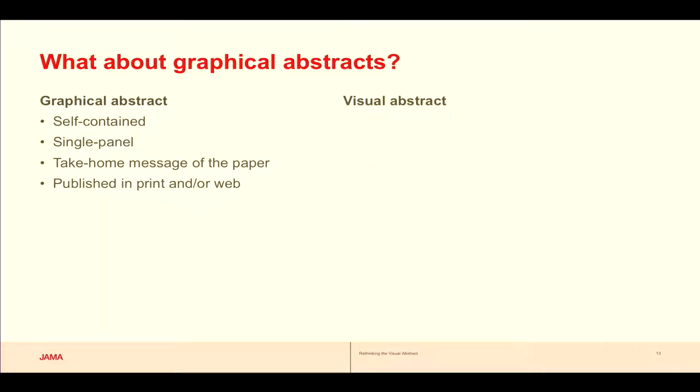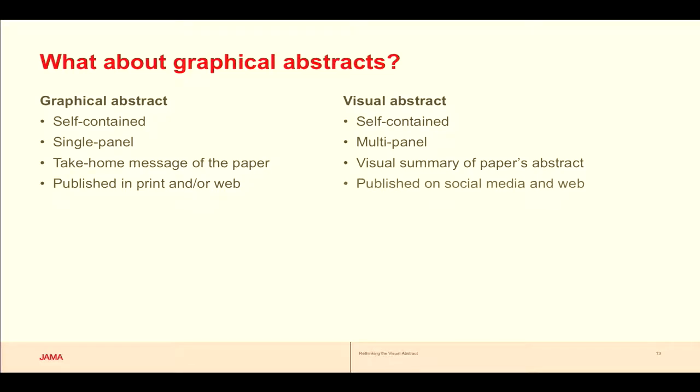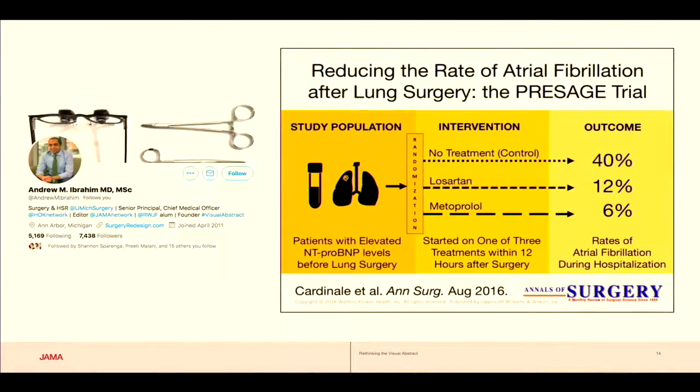The visual abstract is also self-contained, but it's typically designed as a multi-paneled visual summary of the full content of a paper's abstract. Visual abstracts were developed to be almost exclusively utilized in social media, especially on Twitter and Facebook, although their usage is expanding. This is a really typical visual abstract that you would see on Twitter.